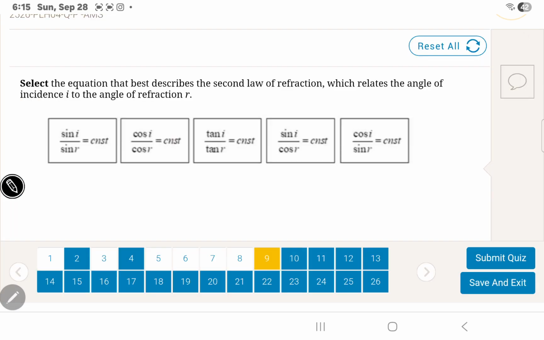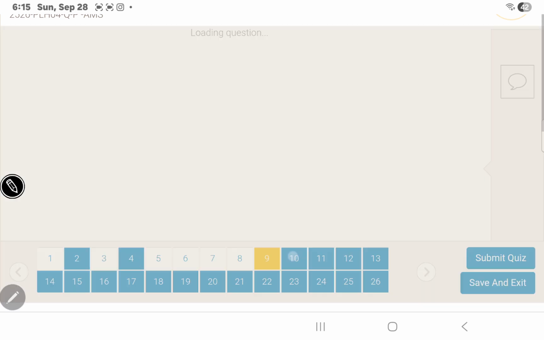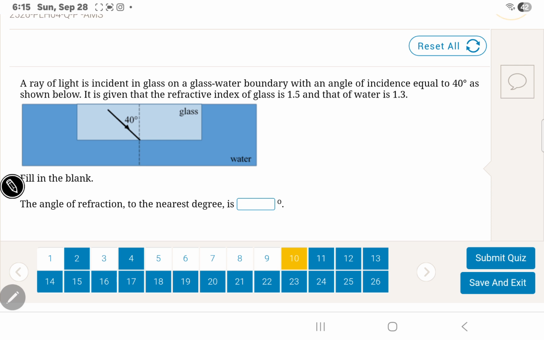Number 9 now. Select the equation that best describes the second law of refraction. Second law: sine I over sine R equals a constant. So this is the second law of refraction. Number 10. The angle of refraction to the nearest degree.